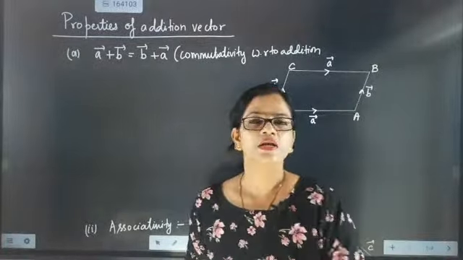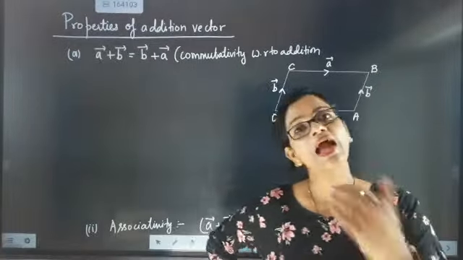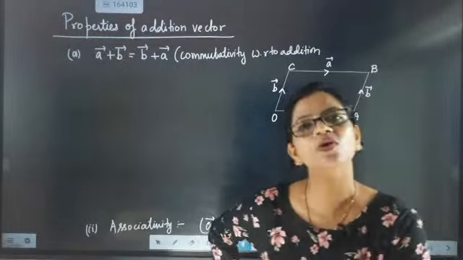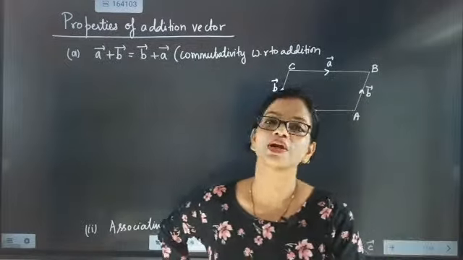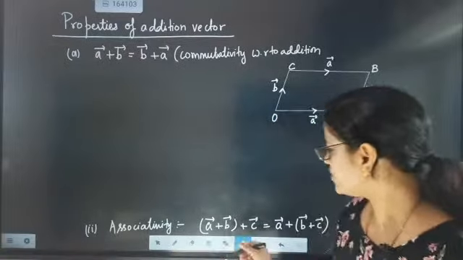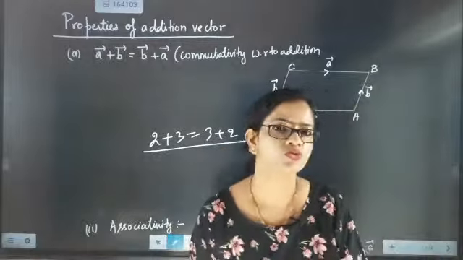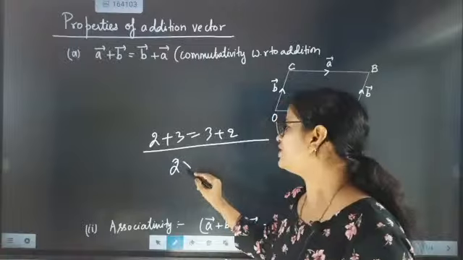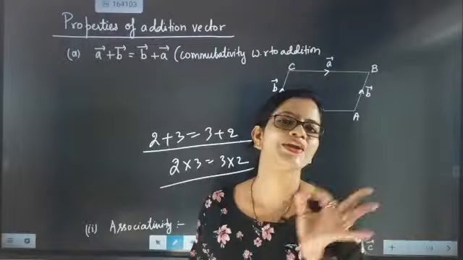Now, like when you were studying real numbers and natural numbers, they had a property: when you add two natural numbers, it gives you a natural number. That is called closure property. When you do 2 plus 3, and 3 plus 2, they both will be the same. 2 plus 3 equals 3 plus 2. Vectors also follow this rule. This is called commutative property with respect to addition. Similarly 2 into 3 equals 3 into 2, which is commutative property with respect to multiplication.